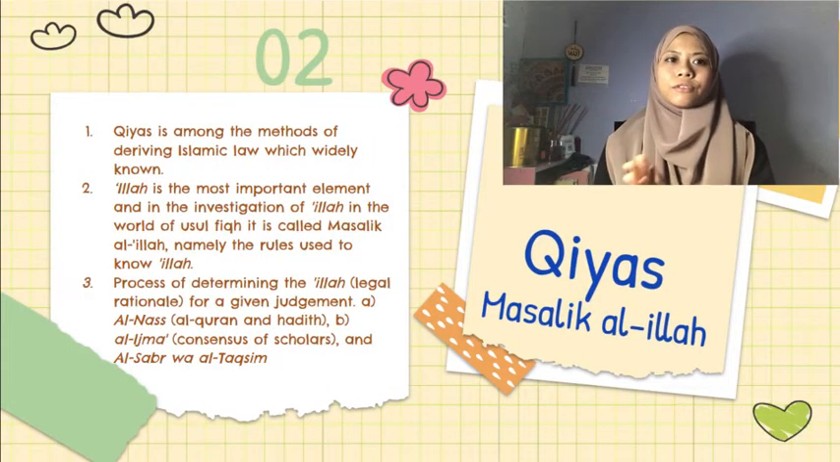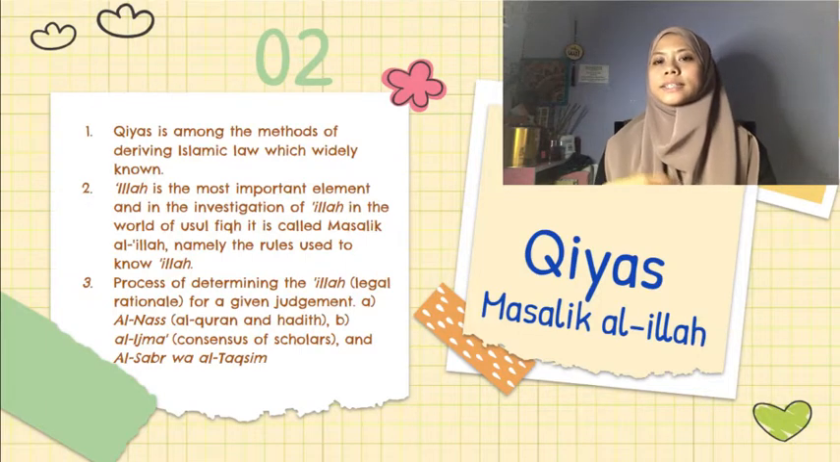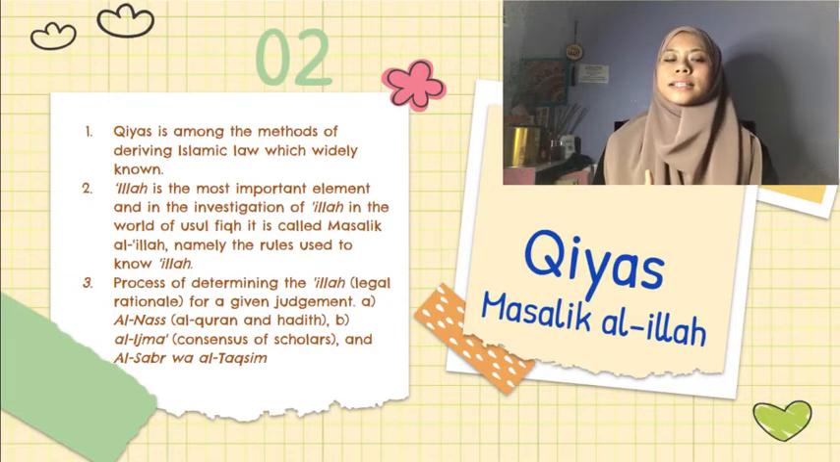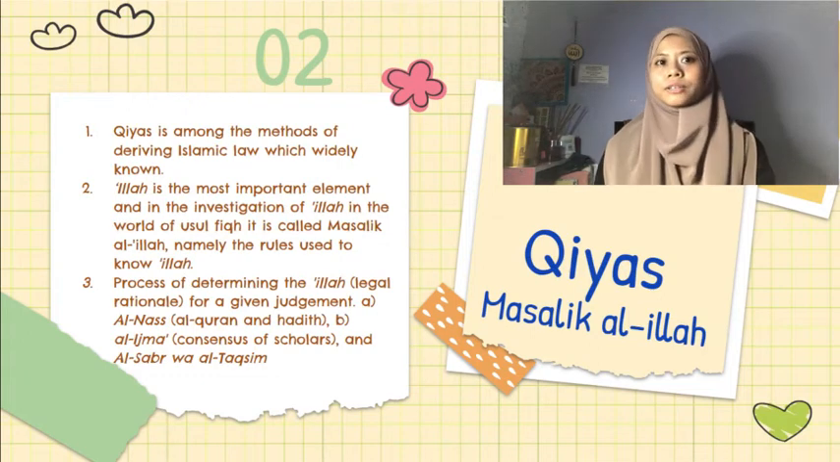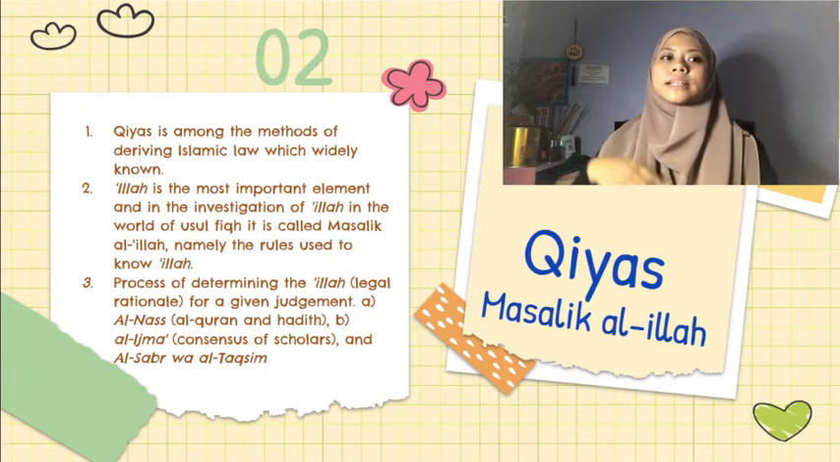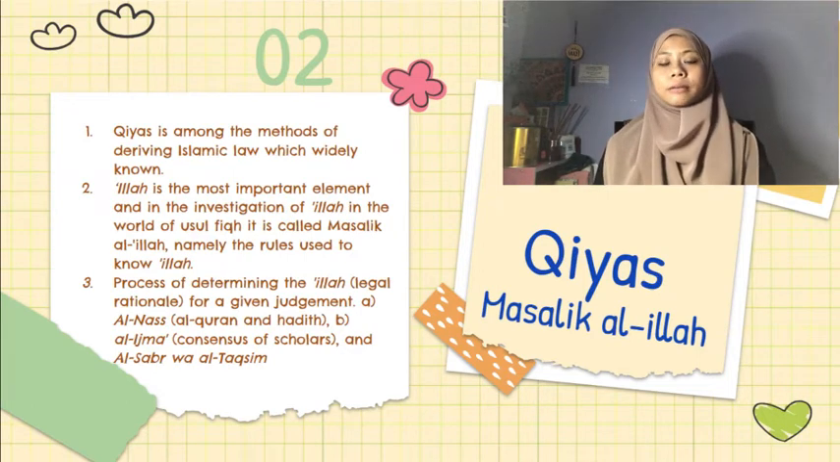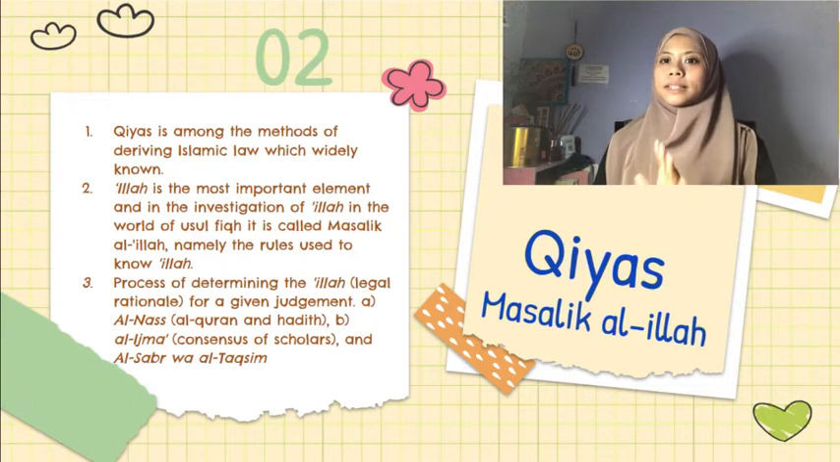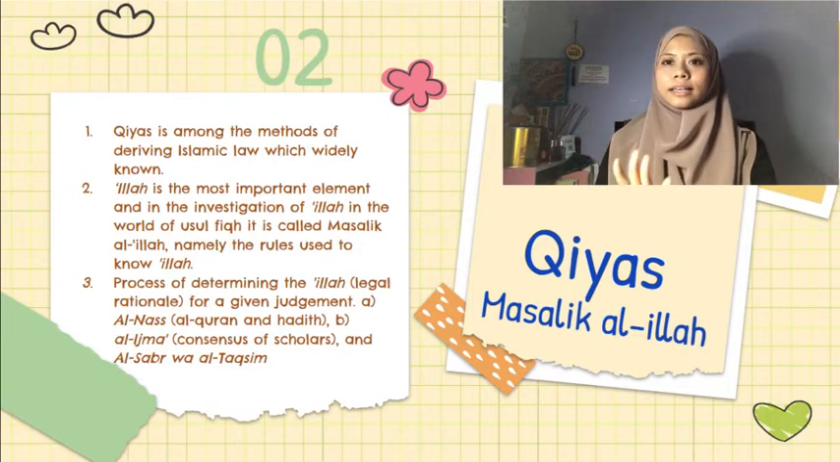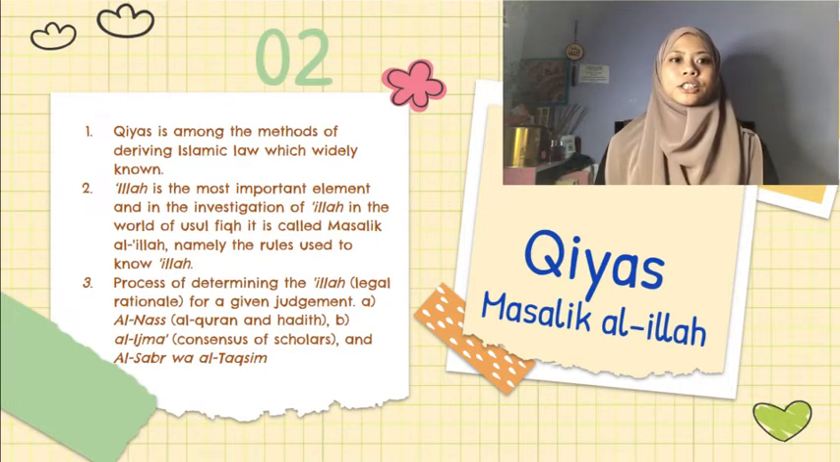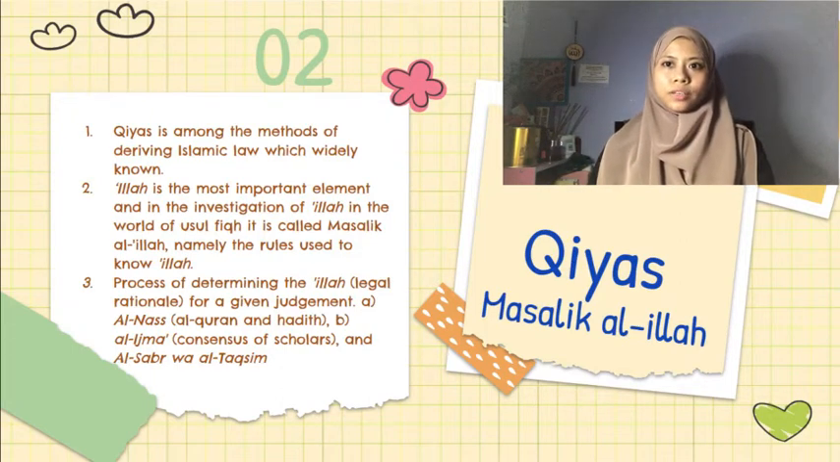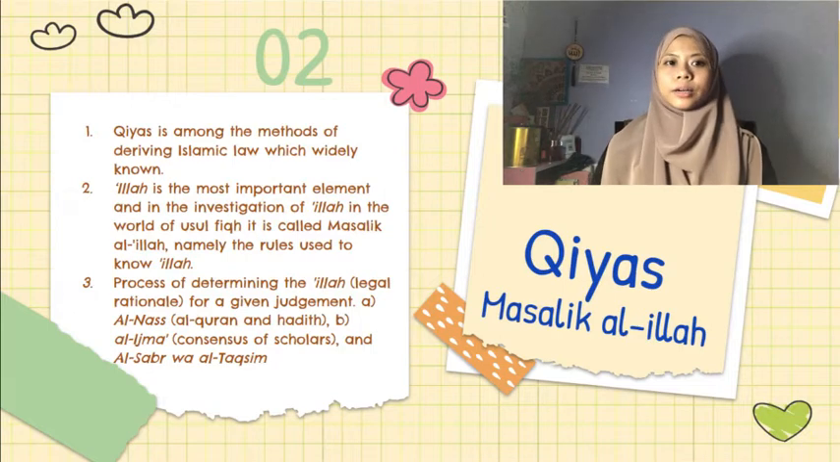One of the methods of deriving Islamic law, which is widely known in the study of usul fiqh, is qiyas. Qiyas is very popular among scholars of Shafi'i, and qiyas must be applied in the original legal nas whose illah can be grasped by human akal. The basis of qiyas is to find illah in the original legal nas and try to find that illah in new problems. In the discussion of qiyas, illah is the most important element, and the investigation of illah, in the world of usul fiqh, is called masalik al-illah.